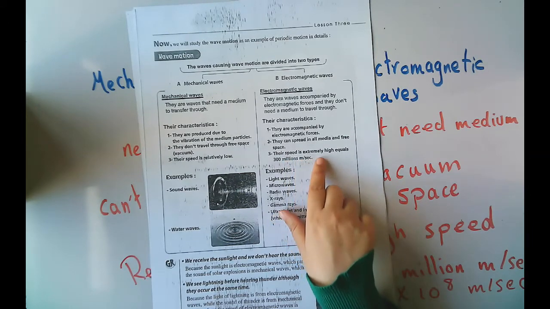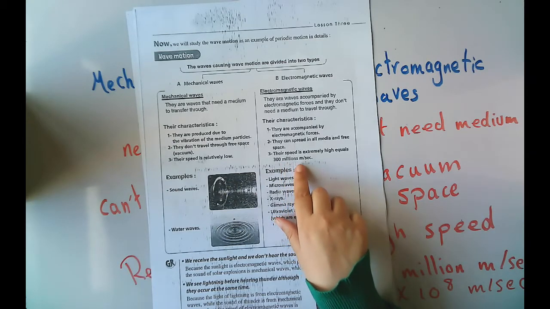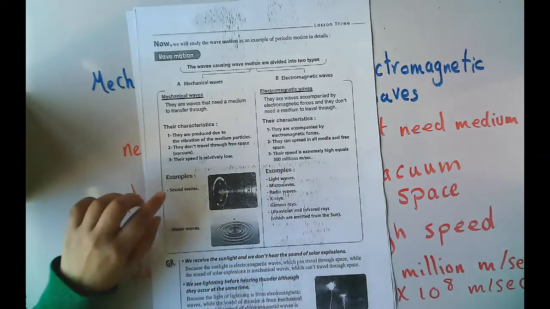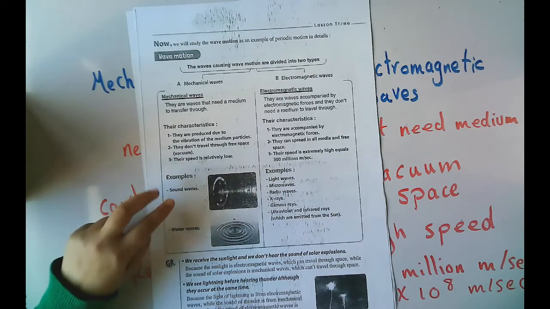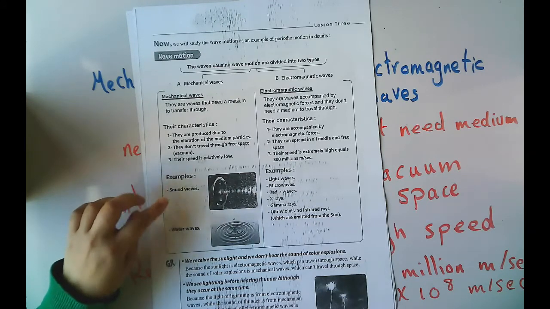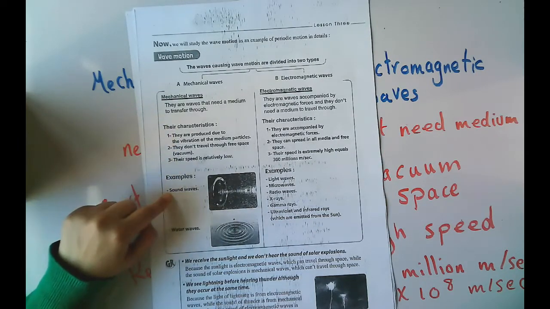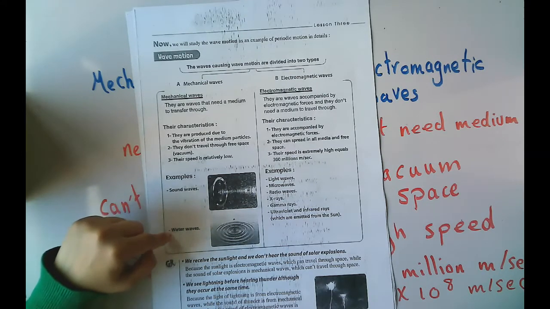Their speed is extremely high, equal to 300 million meters per second. Examples of mechanical waves: we have only two examples, which are sound waves and water waves. Sound waves and water waves are mechanical, which means that for sound to travel, it needs a medium. If we go to space, we can't hear our sound, or the sound of astronauts can't be heard, because sound is a mechanical wave, and so are water waves.